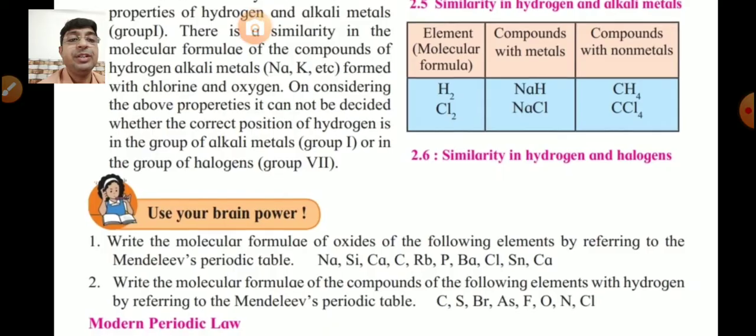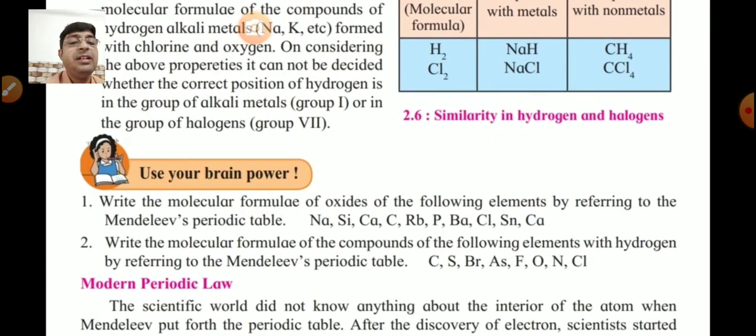Now use your brain power. Write the molecular formulae of oxides of the following elements by referring to Mendeleev's periodic table and the electronic configuration of elements 1 to 20. And second question, write the molecular formulae of compounds of the following elements with hydrogen by referring to Mendeleev's periodic table.